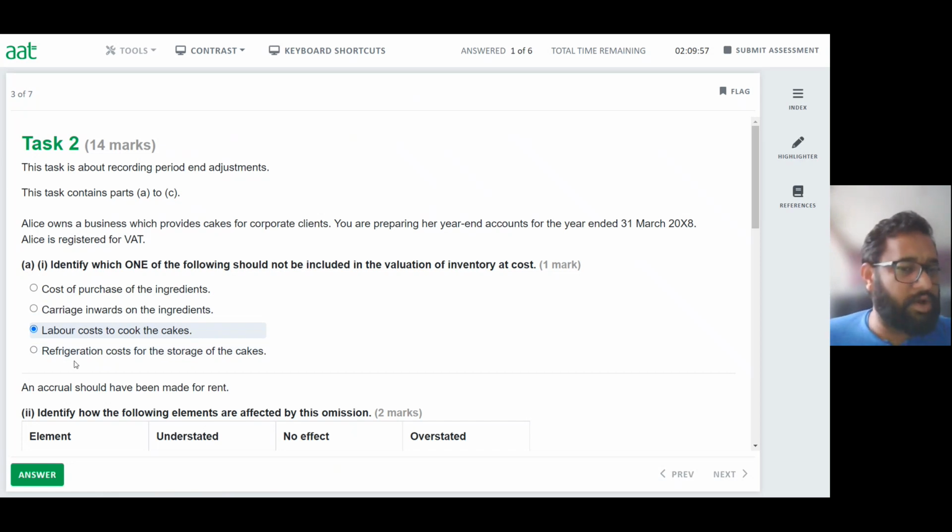But the refrigeration cost, on the other hand, is clearly an overhead, because whether you use labor or material for producing, your refrigeration cost is still going to stay the same, because you still will be running your refrigerator. Even though you're not producing anything, you may still run your refrigerator. So you cannot correlate that directly towards the cost of the inventory. So therefore, this will go as an overhead. Therefore, it will not be included in the valuation of your inventory.